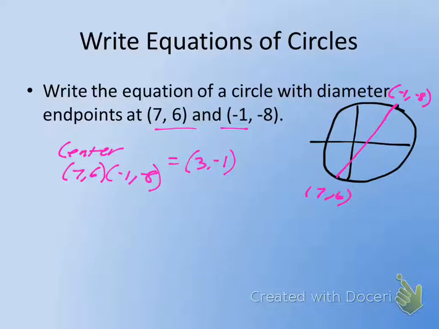Your center is at 3, negative 1. So right there. All right, so we got the center. Now we need the radius. Okay, and specifically we need what? The radius squared.